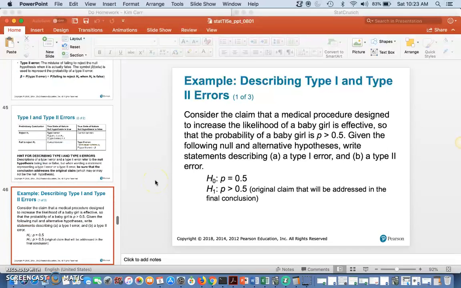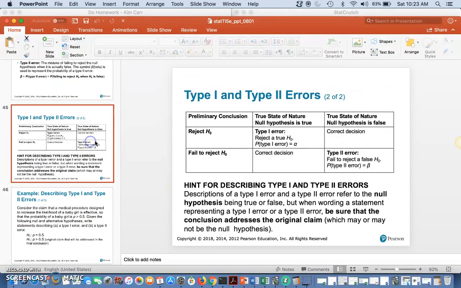beta. All right, so type 1 deals with rejecting the null hypothesis when it's true. Type 2 is failing to reject. So first of all, if you're talking about a type 1, go with a reject. If you're talking about a type 2, go with a fail to reject. You got to figure out the rest of it from there, though.